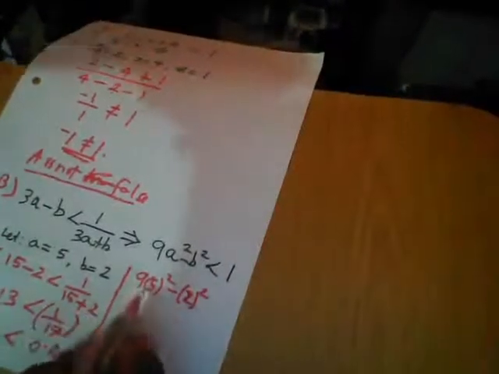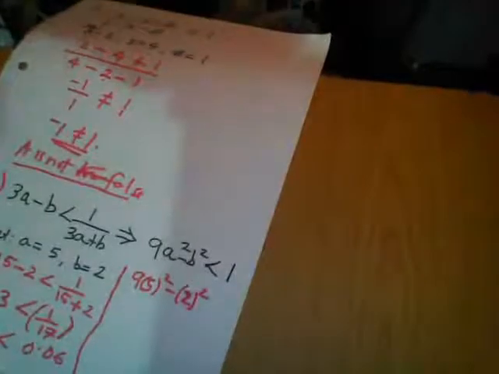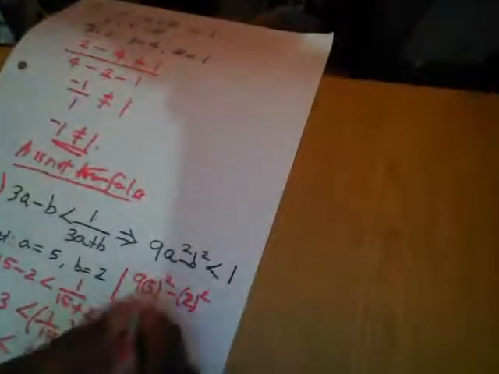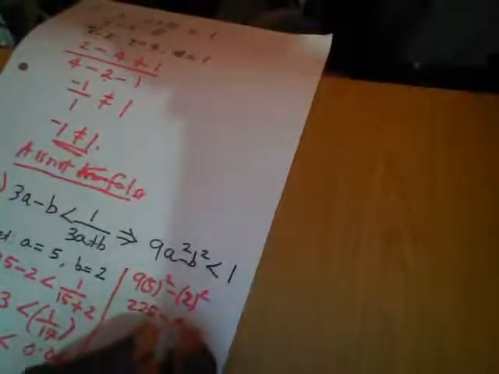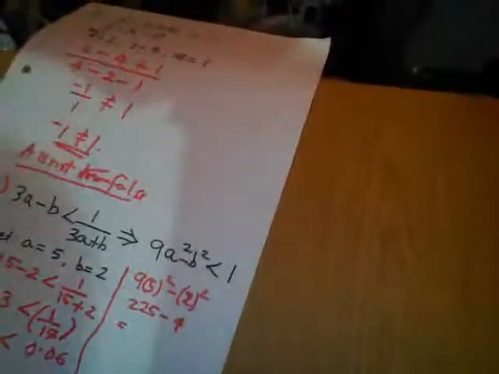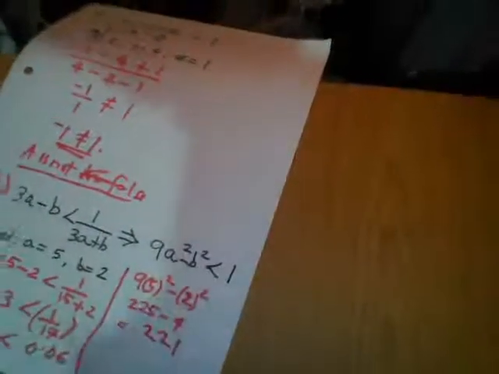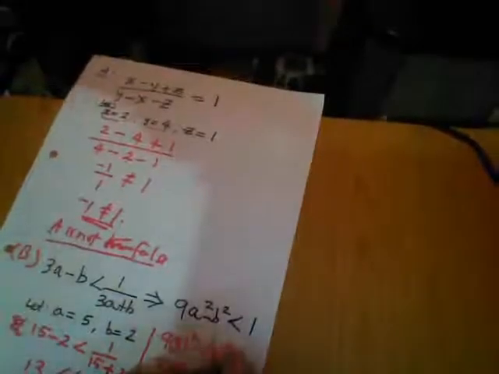Okay, let's see. 25 times 9, that's 225. So this could be 225 minus 4. You get 221. So this could be 221. And is 221 less than 1? No.